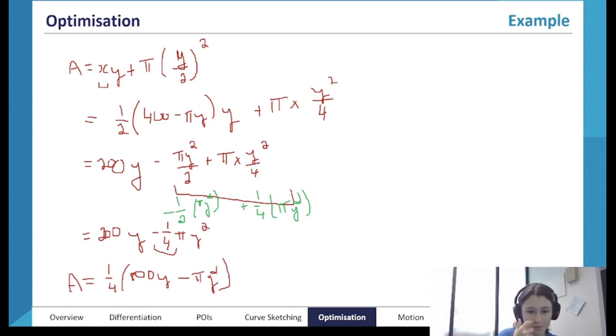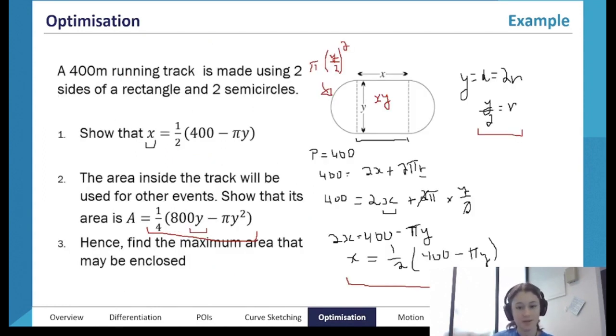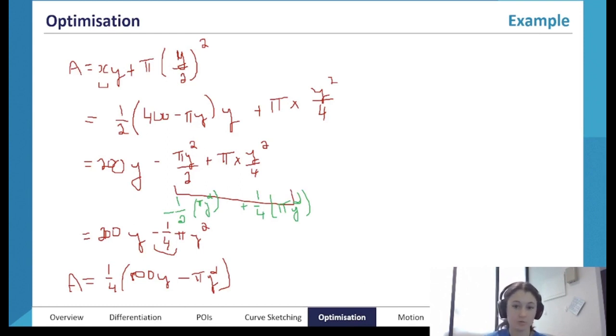Okay, so now that we have that, what we need to do is get onto the next part of the question, which is to find the maximum area that may be enclosed. So remember, a maximum value occurs at the stationary point. So we're going to need to find the derivative, set it equal to 0, and then confirm that that value is actually the maximum value and not a minimum stationary point. So let's get into it.